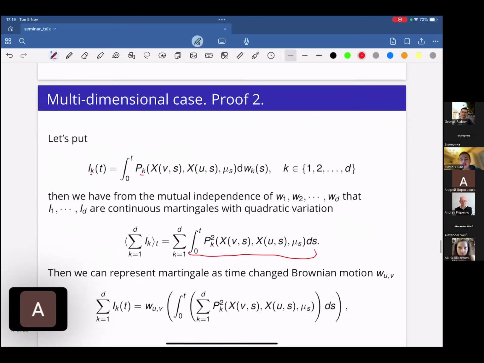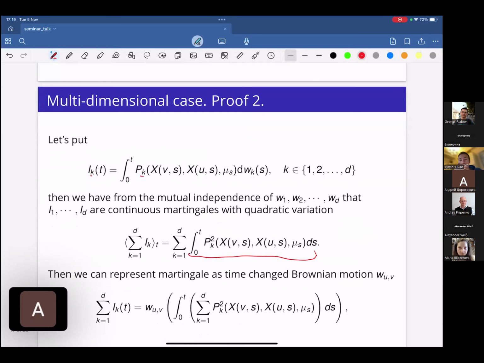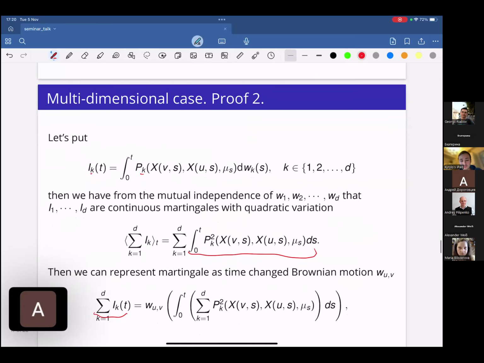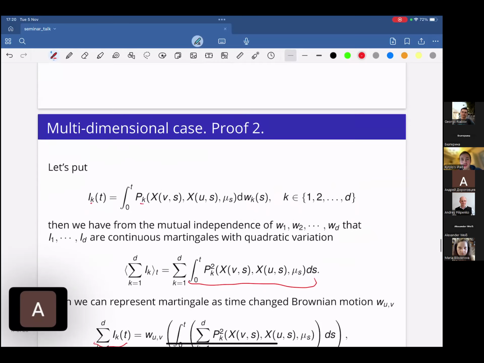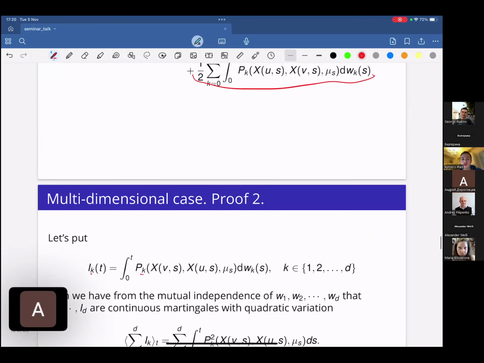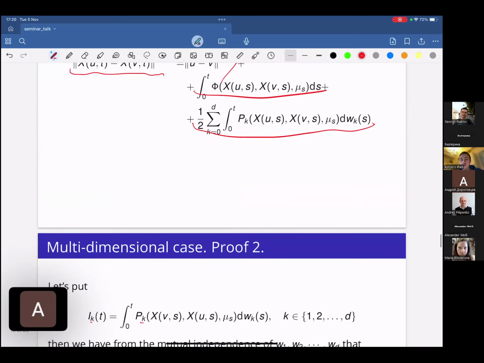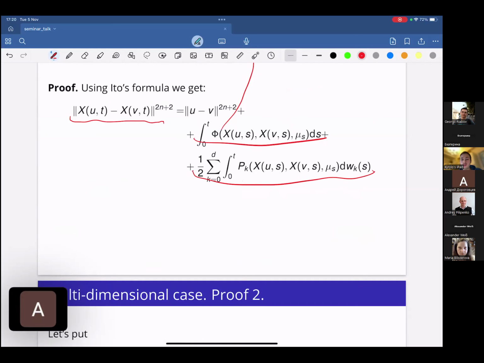And again, we can use the same trick that Logunova used, and we can represent such a sum as a time-changed Brownian motion. And in this case, we managed to represent this term as a random time-changed Brownian motion.